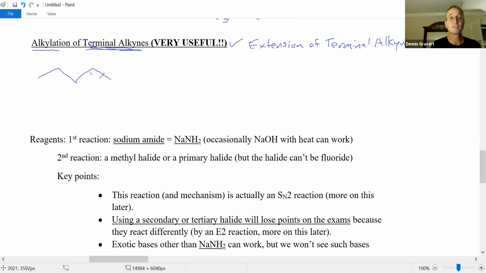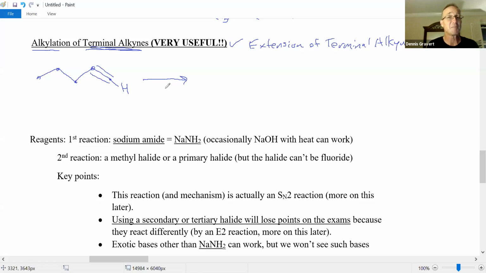So if we have a triple bond at the end of how many carbons? 1, 2, 3, 4, 5. Okay, we got 5 carbons there, the end of the triple bond. You have to get it ready to accept more carbon because we want to alkylate it, add more carbons to it. Carbon can only bond 4 times. To make room for more carbons, you have to detach this hydrogen here.